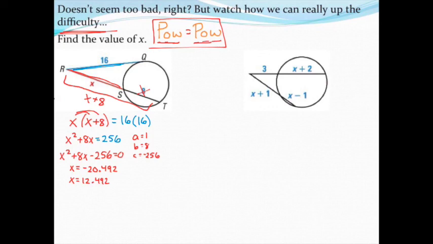Before I circle both answers though and say I'm done, we have to think back to what x stood for. X stood for the length of a segment, this piece of the secant outside the circle. It doesn't make sense to have a negative length, and so if you ever get a negative answer for these problems, you have to make sure you reject it. That answer is not going to work. The only answers that are going to make sense are positive answers.